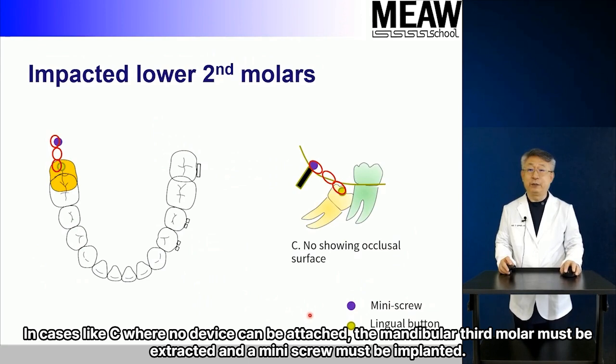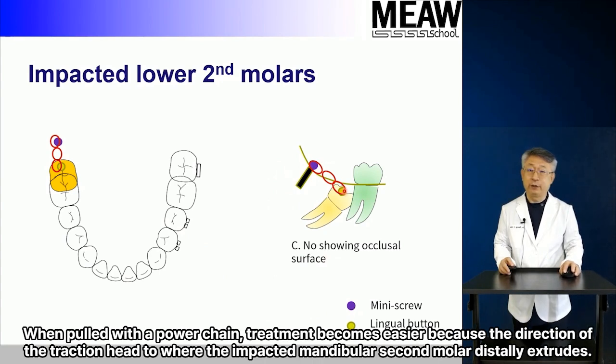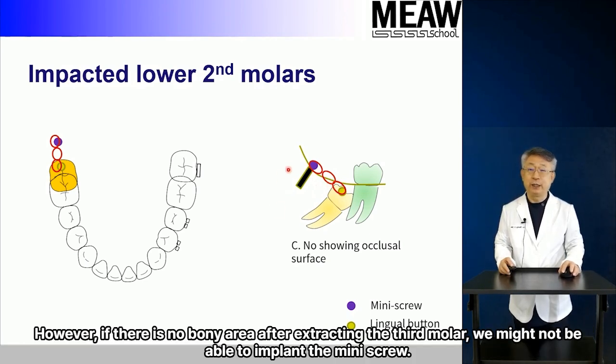In cases like C, where no device can be attached, the mandibular third molar must be extracted and a mini screw must be implanted. When pulled with a power chain, treatment becomes easier because the direction of the traction head to where the impacted mandibular second molar distally extrudes. However, if there is no bony area after extracting the third molar, we might not be able to implant the mini screw.